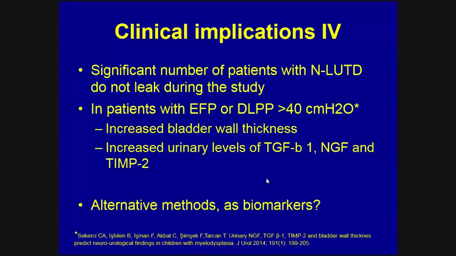As I said, significant numbers of patients with neurogenic lower urinary tract dysfunction do not leak during the study, where the end-filling pressure should be noted. This has been shown in one study with an increased bladder wall thickness and increased urinary levels of TGF-beta1, NGF, and TIMP. These biomarkers are very promising in the future to replace maybe some of the urodynamic parameters that we use today.